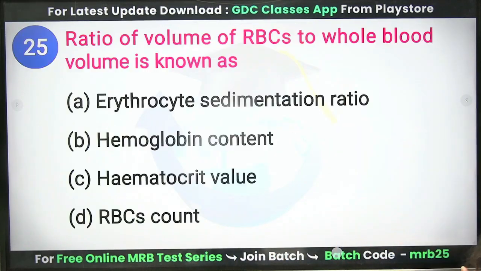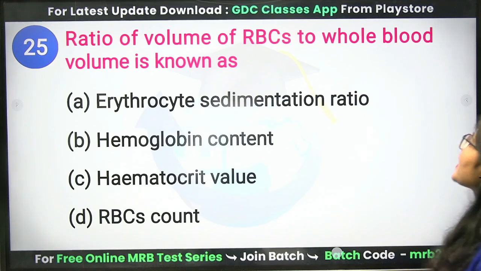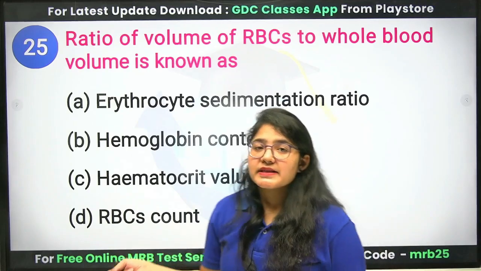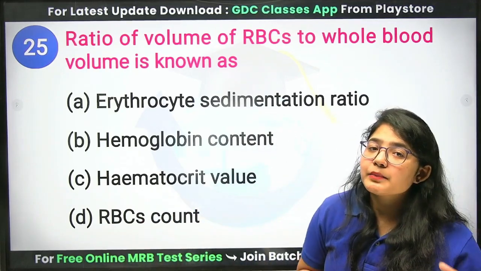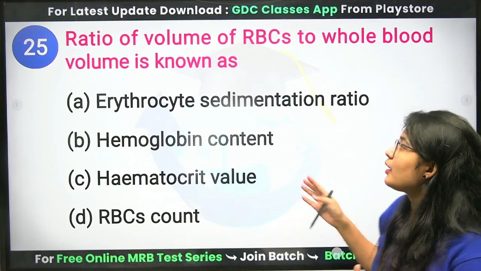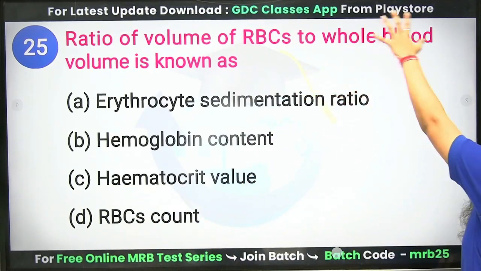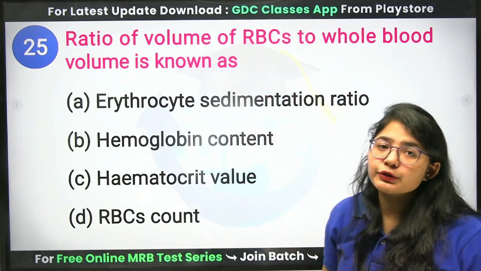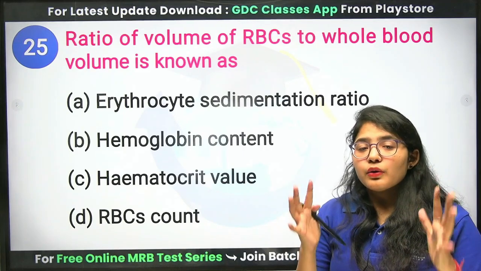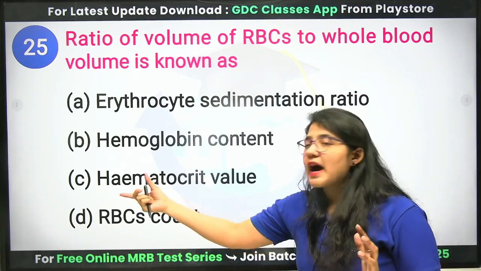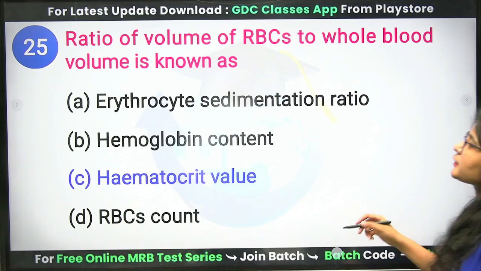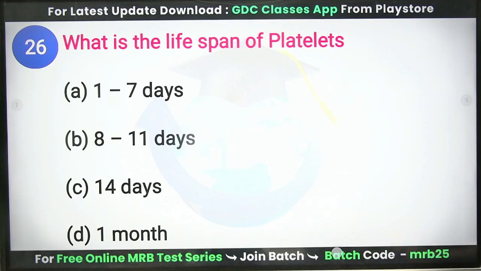Next question. The ratio of volume of RBC to whole blood is known as. See, RBC count is the count of complete red blood cells, but hematocrit value is the count of your RBCs as compared to the whole blood volume. Whole blood can contain WBC and platelets. So, in your whole blood volume, the amount of RBC is your hematocrit value. Clear?